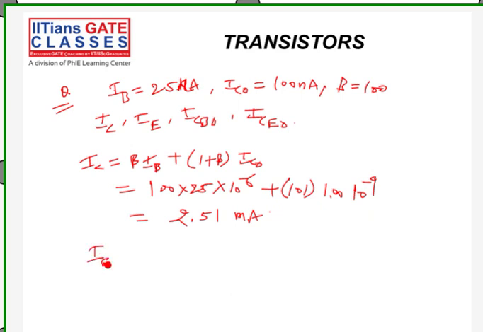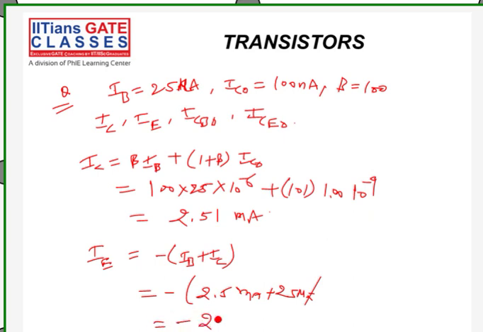Now IE is equal to what? IB plus IC. And if it is minus 2, so I think I can keep the values 2.5 milliamps plus 25 microamps. So minus 2. This is the correct answer.